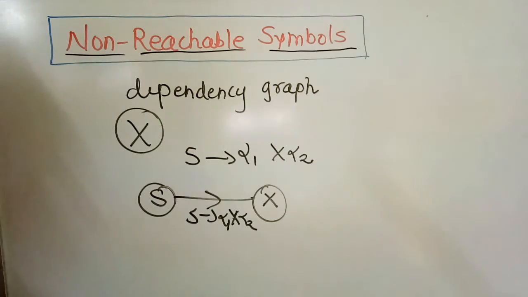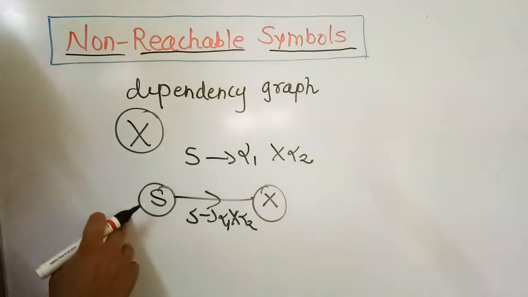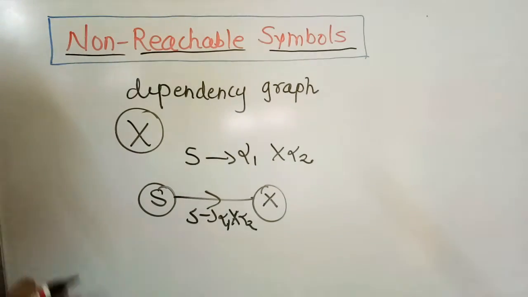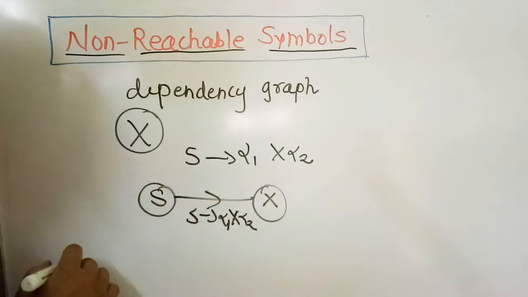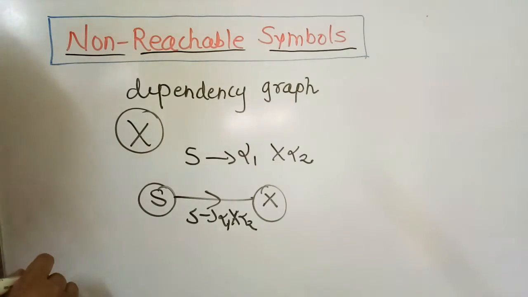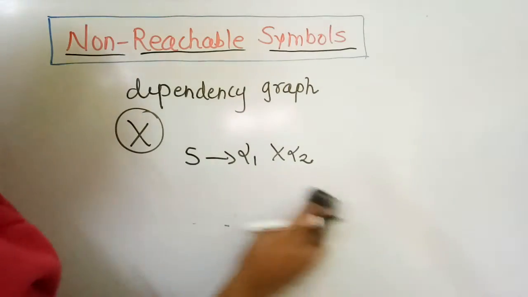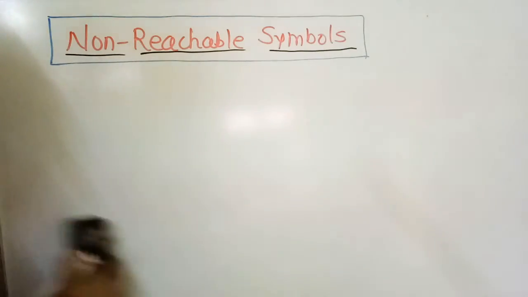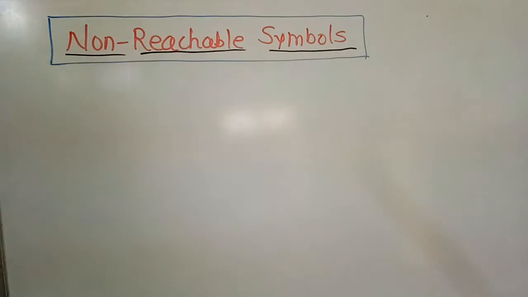So for finding whether any non-terminal is reachable or not, we first have to find the dependency between all the production groups. Means we must draw a dependency graph for all productions. If there is no path from the start symbol S to a variable X, then that variable is non-reachable from the starting non-terminal, and such a variable, such a non-terminal, can be removed from the grammar.